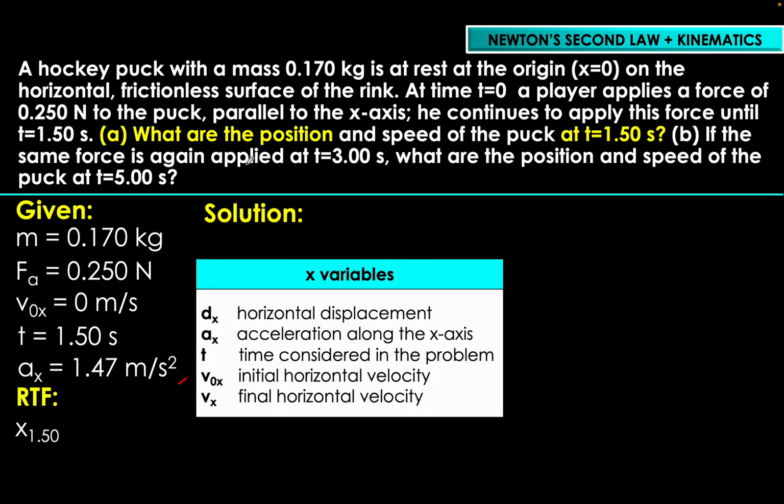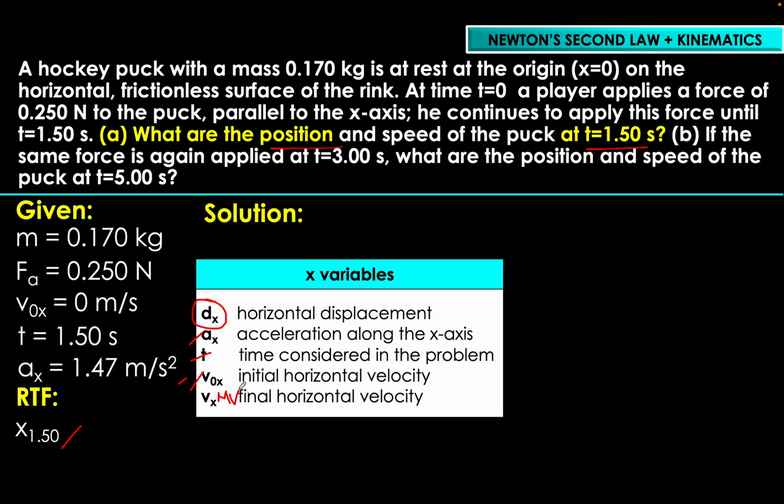Let's go back to the required to find. So we're looking for the position when time is 1.50 seconds. So at this point, we still know initial horizontal velocity, we know time, and then we already know acceleration because we solved for it. At this point, we can solve for the d sub x, which will tell us the position at time equals 1.50 seconds, because the only missing variable here is v sub x, or final horizontal velocity.